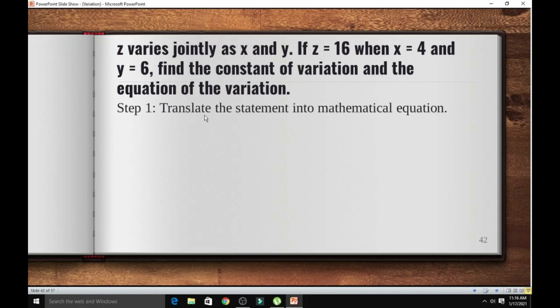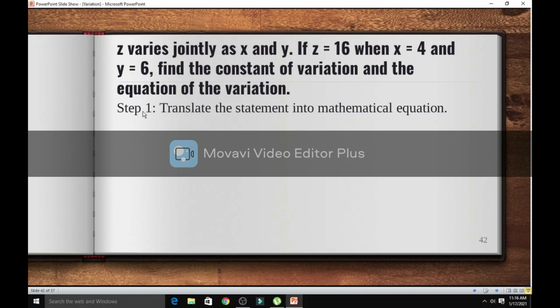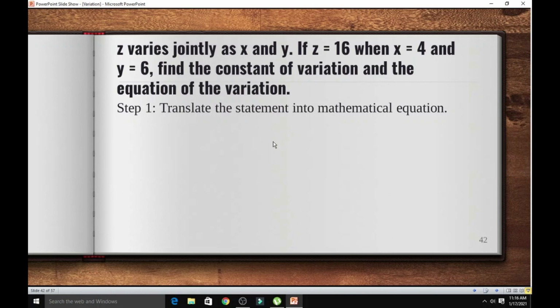So, we are just going to follow the steps, yung kamukhaan ng tatlong steps kanina. So, step number 1, translate the statement into mathematical equation. Alin yung itatranslate natin? Yung z varies jointly as x and y. So, our equation will be yung unang variable on the left side, yung dalawang variables on the right side together with k. So, z is equal to k, x, y. Okay po?